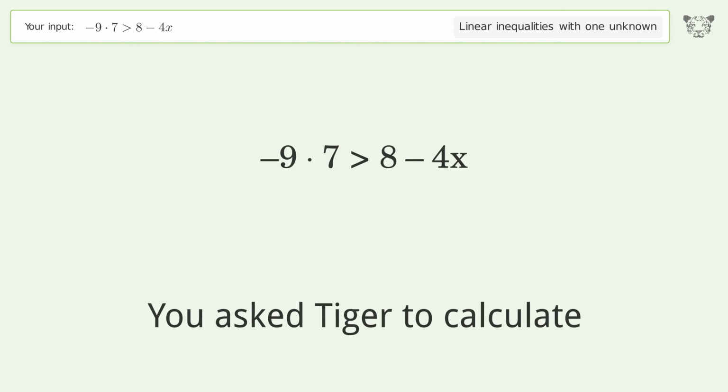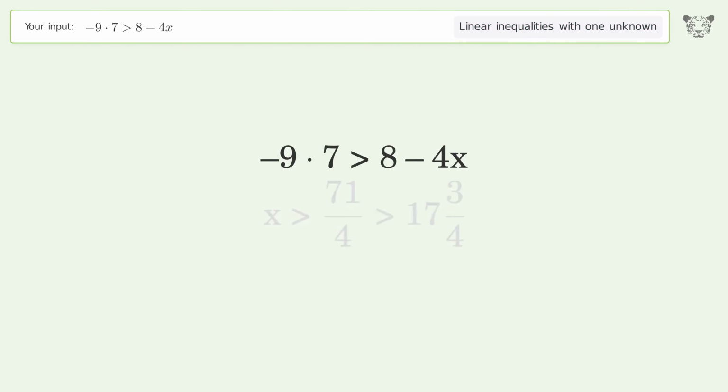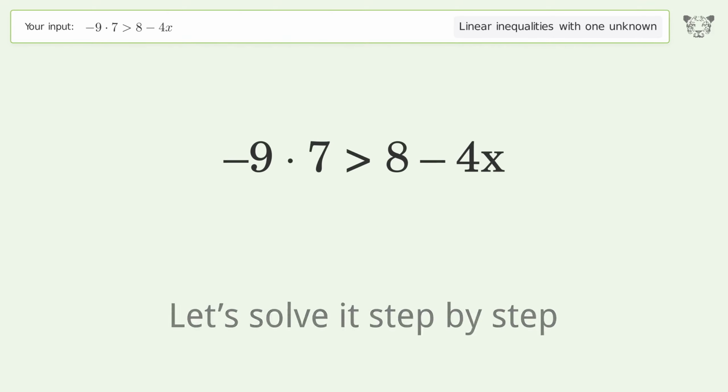You ask Tiger to calculate. This deals with linear inequalities with one unknown. The final result is x greater than 71 over 4 greater than 173 over 4. Let's solve it step by step.